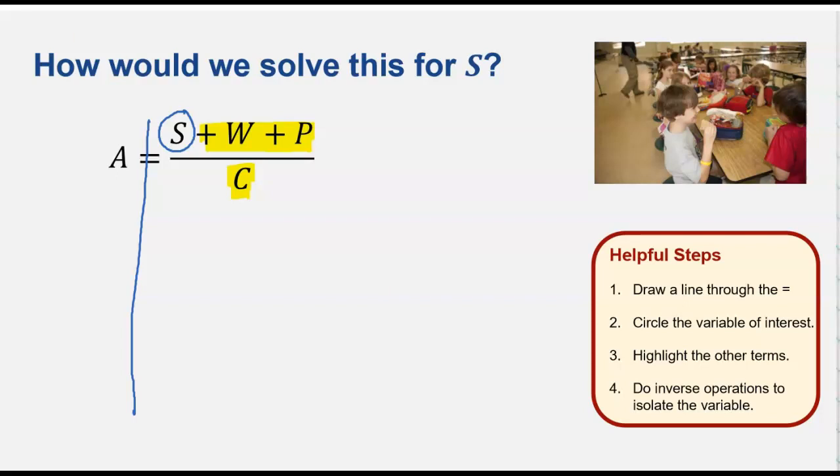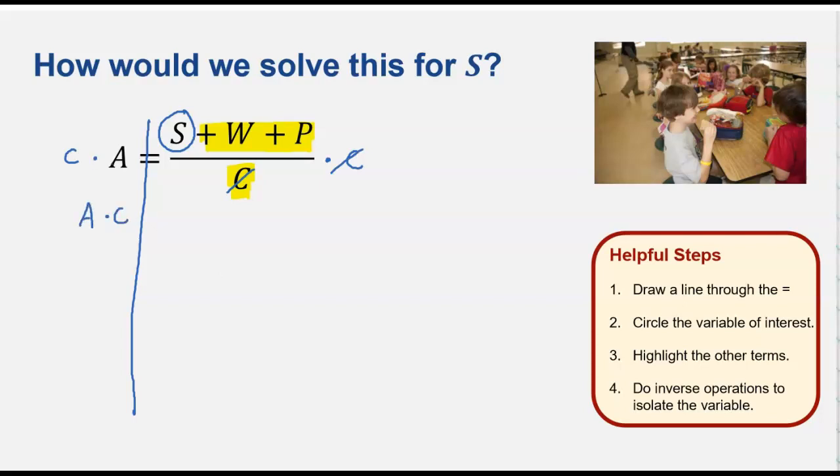So what's our first step here? Remember, we need to remove the term that's farthest away from our variable of interest. So we have S here. Looks like all this stuff's on the same side of the fraction. Maybe we can get rid of this C first. So we're dividing by C. The inverse operation of that is multiply by C. Multiply both sides by C. These C's will cancel. We get A times C.